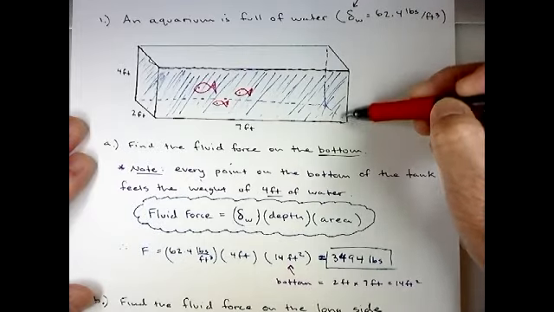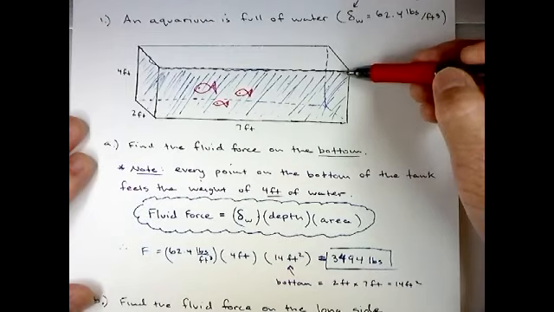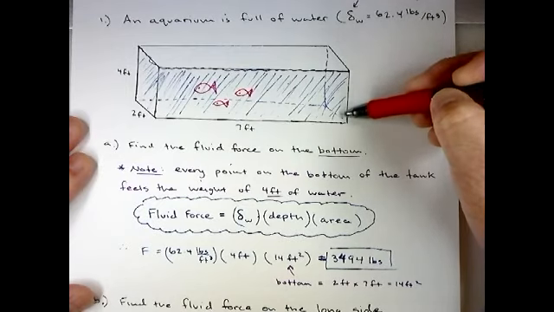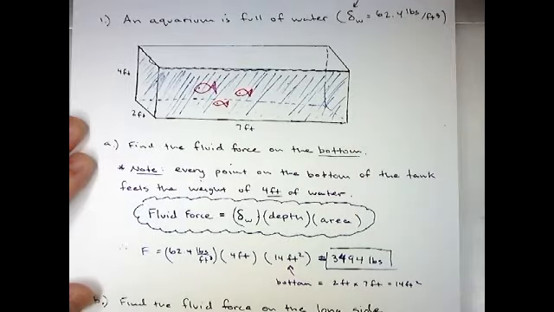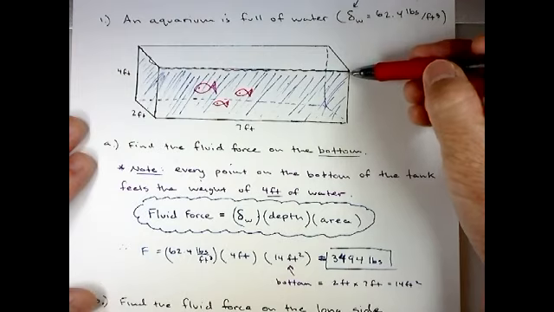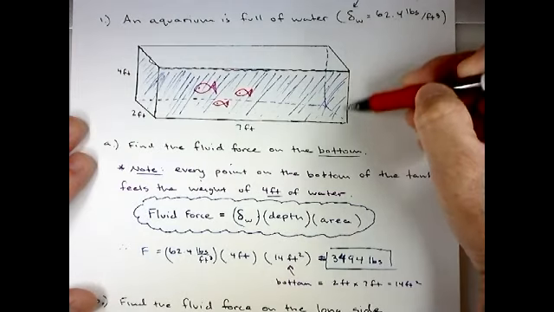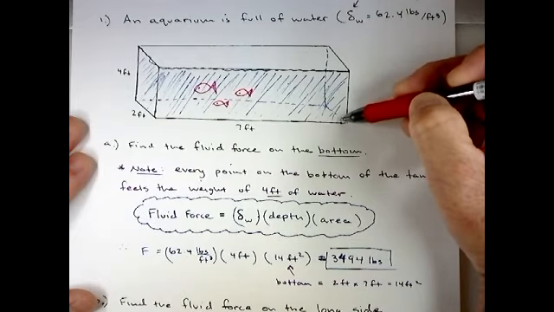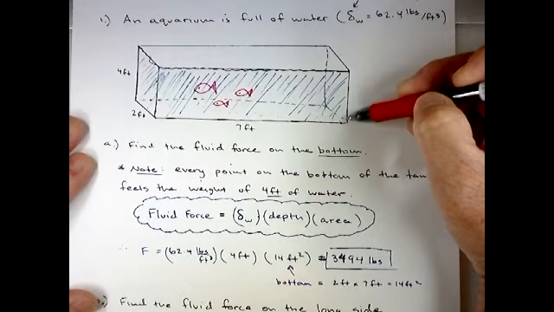If you've ever gone swimming in a pool, you may have had the experience, if you dive really deep, you feel that pressure of water on your ears. That's because it's a function of how deep you are. So the difference here on the long side, the vertical side right here, is the depth is variable. On the bottom, every point was at the same depth of 4 feet, but here we have to consider every single depth.